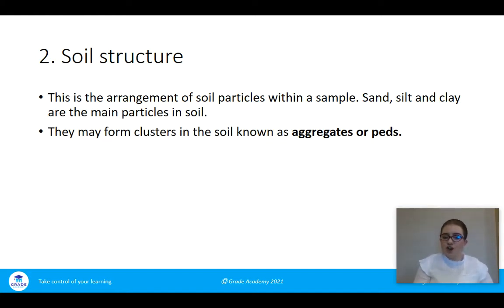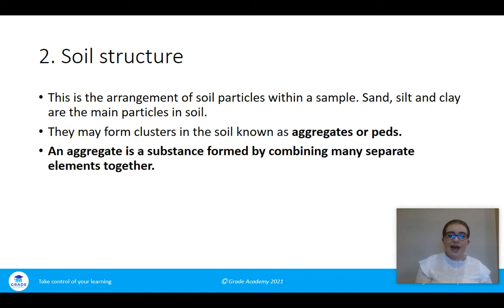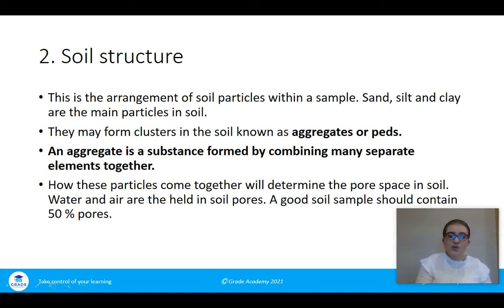So when you have a cluster of sand, silt, and clay particles, we would call that an aggregate, or it's a little clump. An aggregate is a substance formed by combining many separate elements together. So you're combining, again, your sand, silt, and clay because they are the main particles in your soil. Okay, so how these particles come together will determine the pore space. Water and air are held in pore spaces, and a good soil sample should contain about 50% pore spaces to allow the air and the water to move through efficiently.